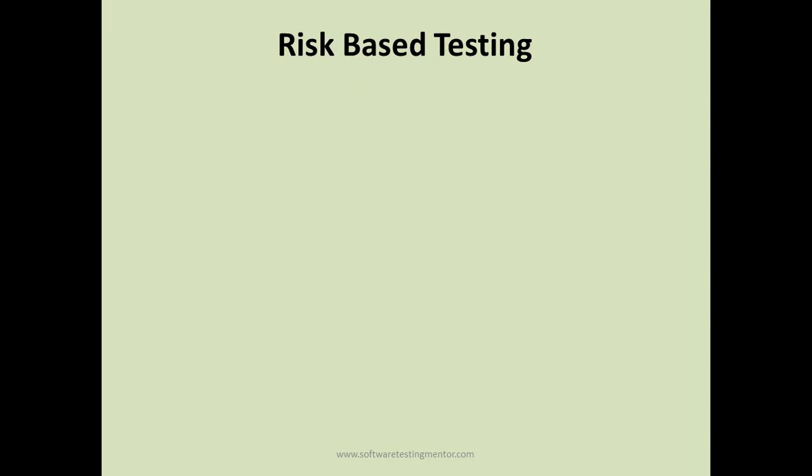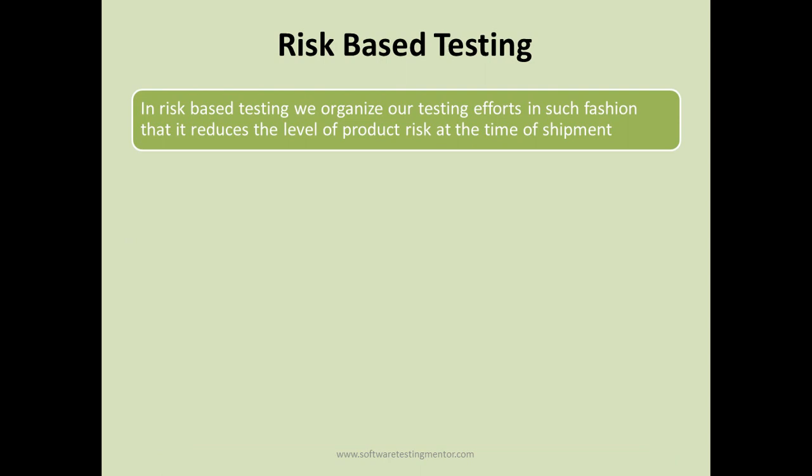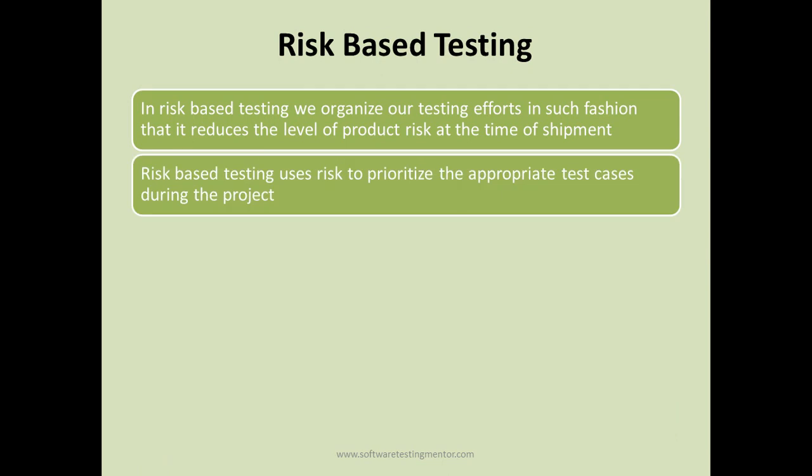So what is risk-based testing? In risk-based testing, we organize our testing efforts in such a fashion that it reduces the level of product risk at the time of shipment. Your focus is on identifying different risks in the product, then prioritizing your testing according to the risks and trying to reduce the risks as much as you can. Risk-based testing uses risk to prioritize the appropriate test cases during the project.